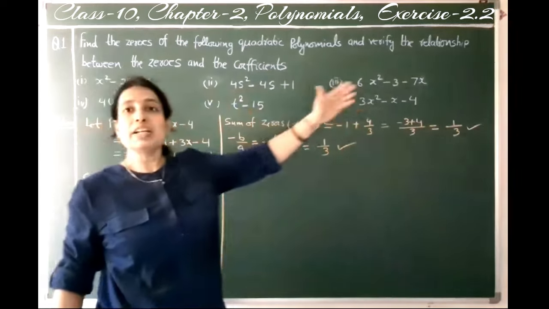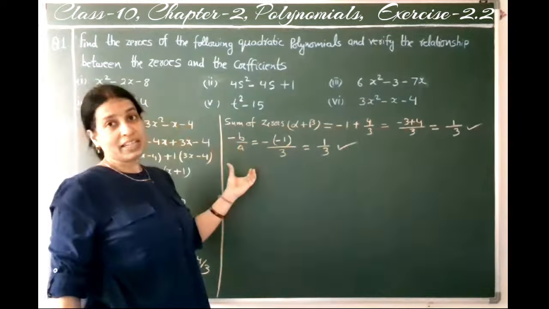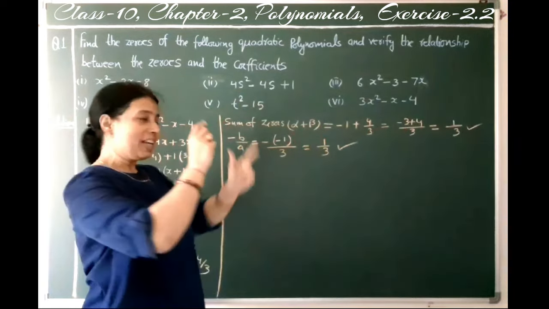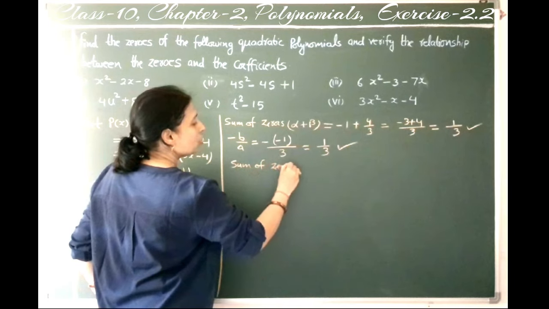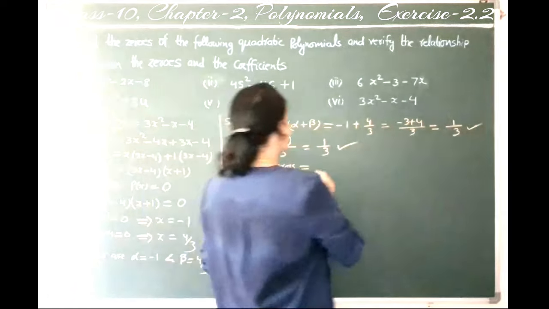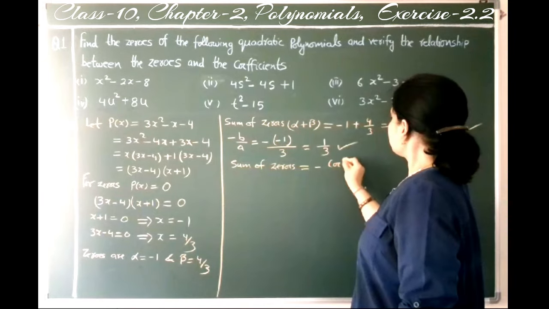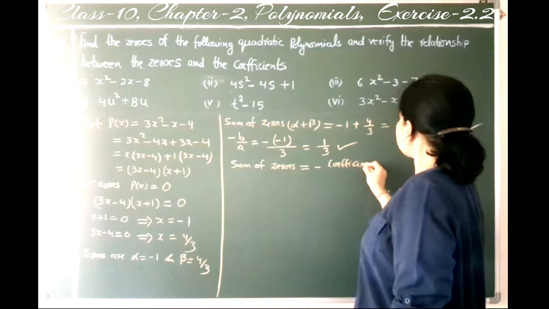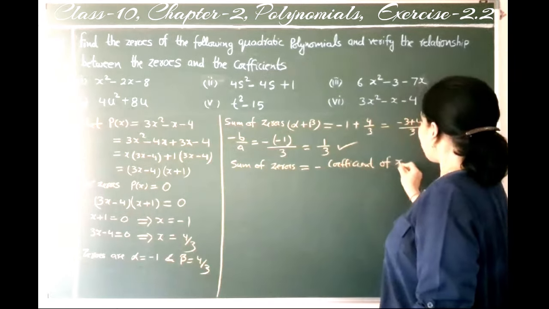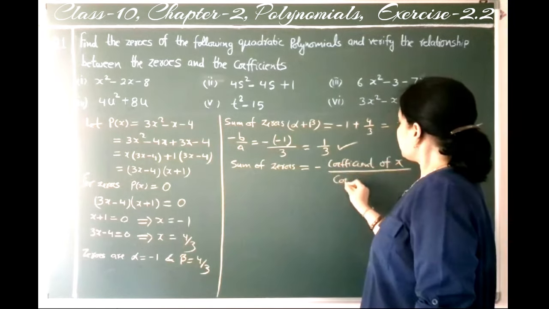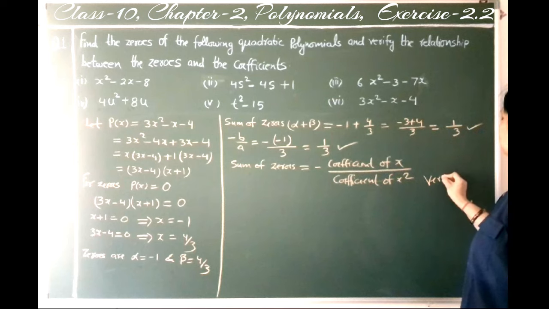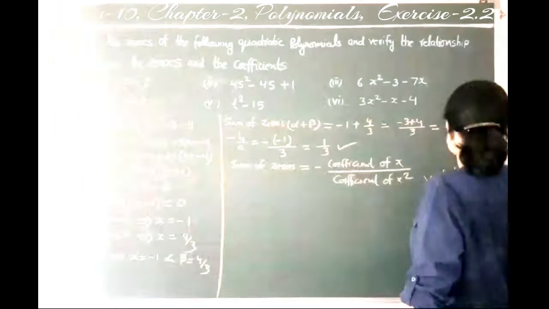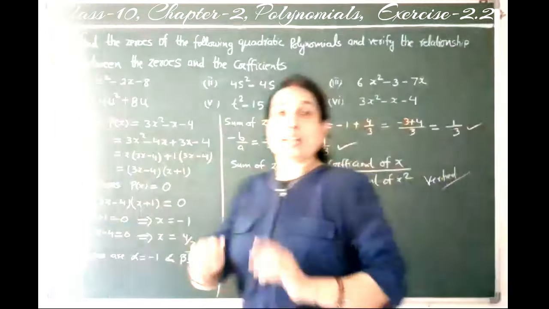So alpha plus beta is equal to 1 by 3 and minus b by a is also 1 by 3. So we can say that sum of zeros is equal to minus coefficient of x divided by coefficient of x square, and this is verified. Okay, now we have to verify product of the zeros.